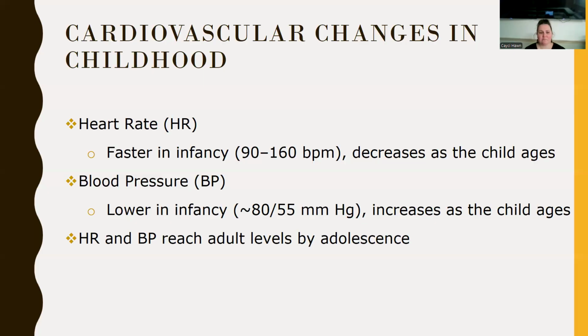Now, on the flip side, the blood pressure in the infant is much lower. It's going to be approximately 80 systolic over 55 diastolic millimeters of mercury. So it'll be much lower, but then it will increase as the child ages. By the time the child reaches adolescence, the heart rate and the blood pressure should reach adult levels.